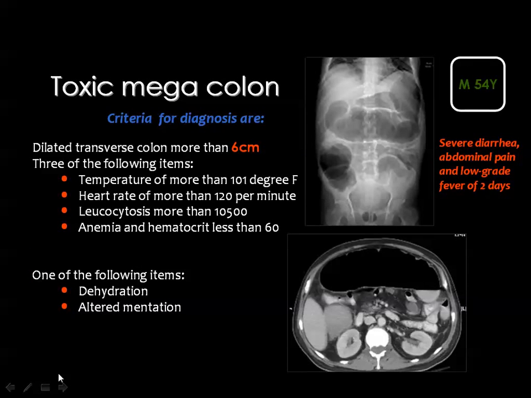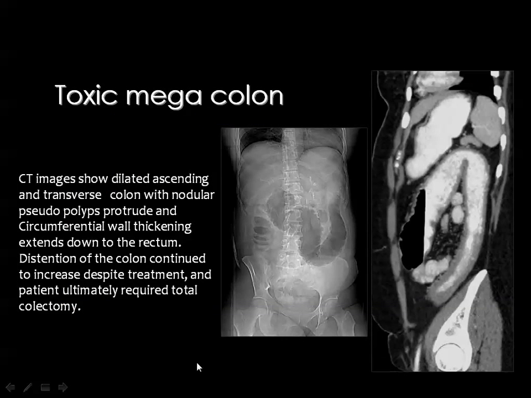The criterion for diagnosis of toxic megacolon is a dilated transverse colon of a caliber more than 6 centimeters. Some of the literature says 9 centimeters, but 6 is good. And the dilatation should be accompanied by three of the following: increased temperature, increased heart rate, leukocytosis, and anemia with the hematocrit less than 60. Then one of the following items, like dehydration and altered mentation, may also be seen in these patients. And you see here the transverse colon, which is markedly dilated, and this is a sagittal reconstructed image of the abdomen showing considerable dilatation of the transverse colon.